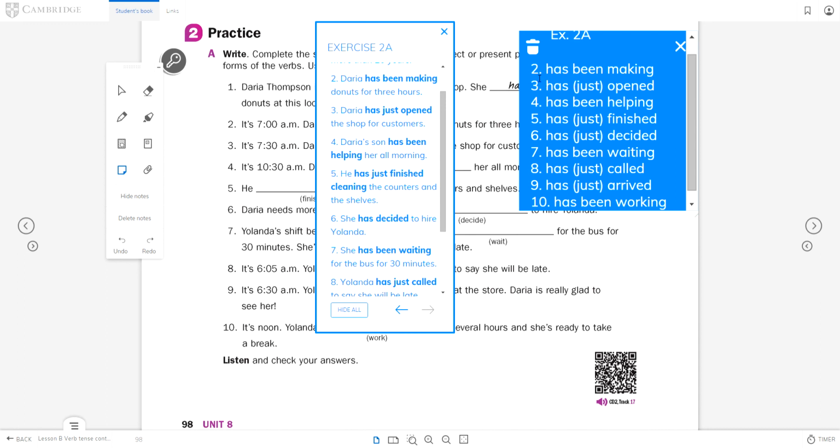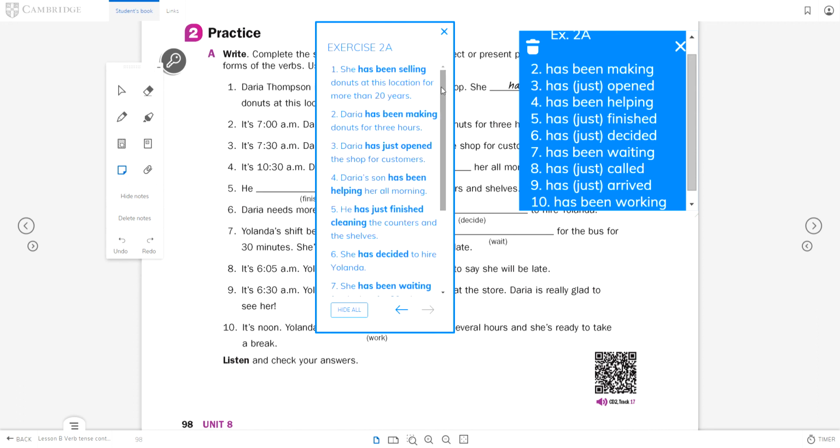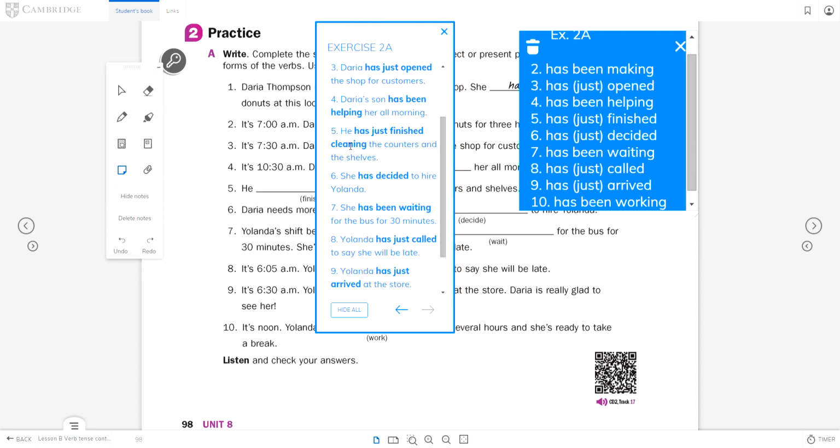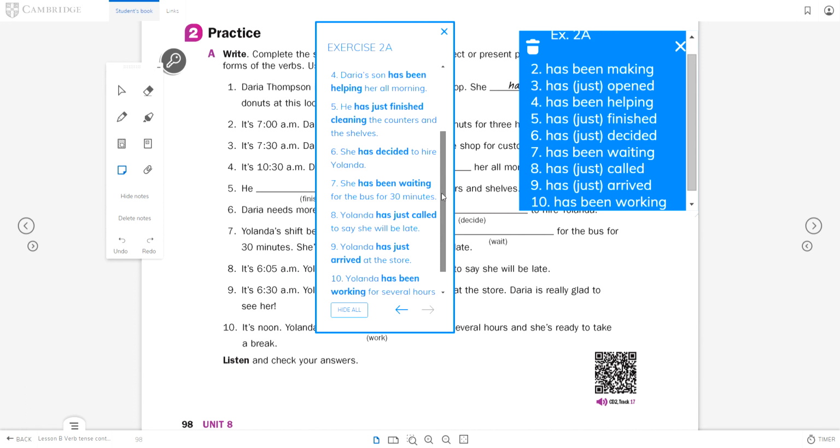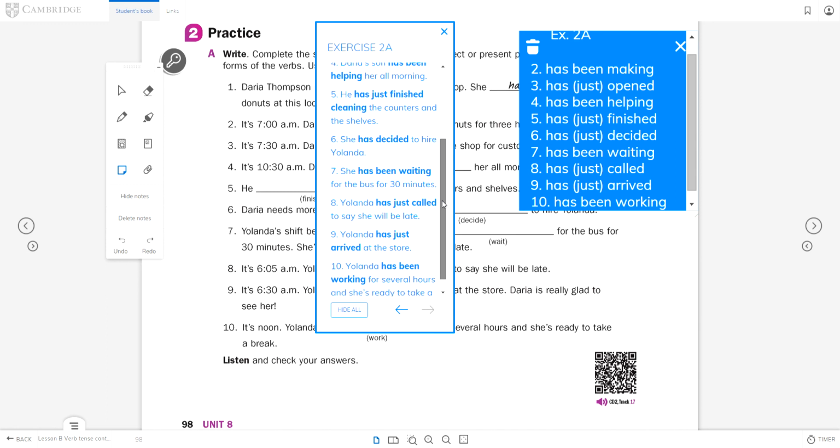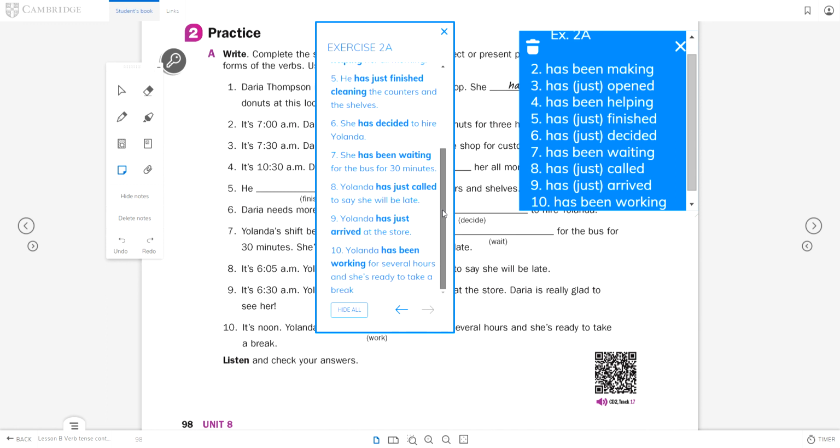So we got the number 2 corrected. Number 3 is correct. Number 4 is correct. Has been helping. Number 5, has just finished cleaning. Yeah, very good. That's correct. That shouldn't be highlighted here because this is not a part of the verb. And number 6, has just decided. Number 7 is correct. Has been waiting. Number 8 is correct. Number 9 is correct. Number 10 is correct. Just the number 2.